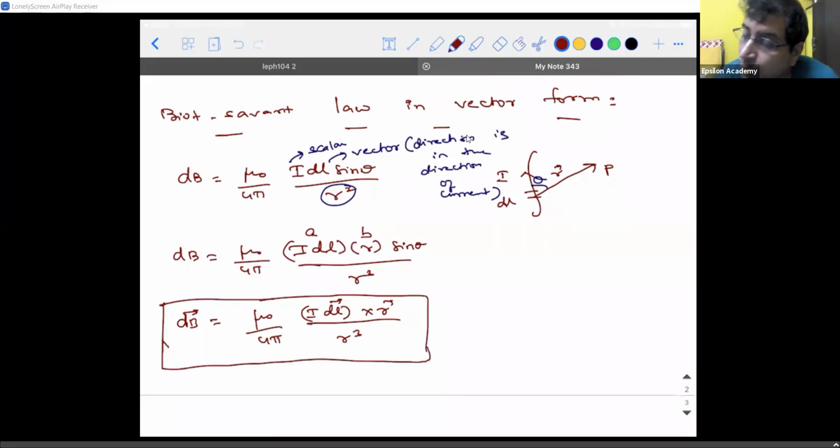So dB vector is equal to mu naught divided by 4 pi into Idl vector cross r vector divided by r cube. So this is the vector. Please make a note of.